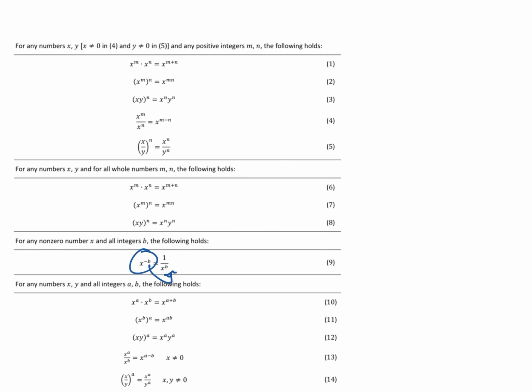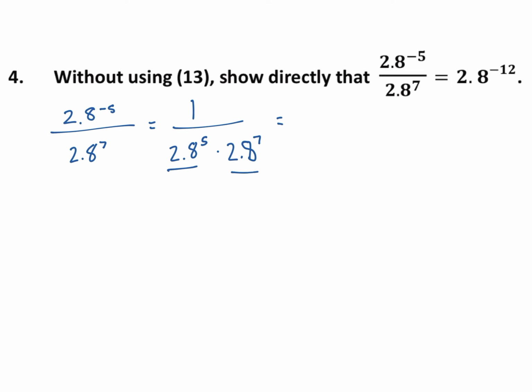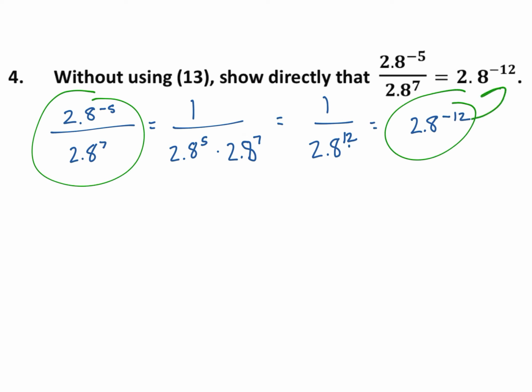Now, using 6, I can add those exponents together because they have the same base. So I get 1 over 2.8 to the 12th power, because 5 plus 7 is 12. Then going back to 9, since I have a positive in the denominator, I can move it to the numerator as long as I change it from a positive to a negative. Here's what I started with and what I ended with, and how they connect to what the problem is showing.